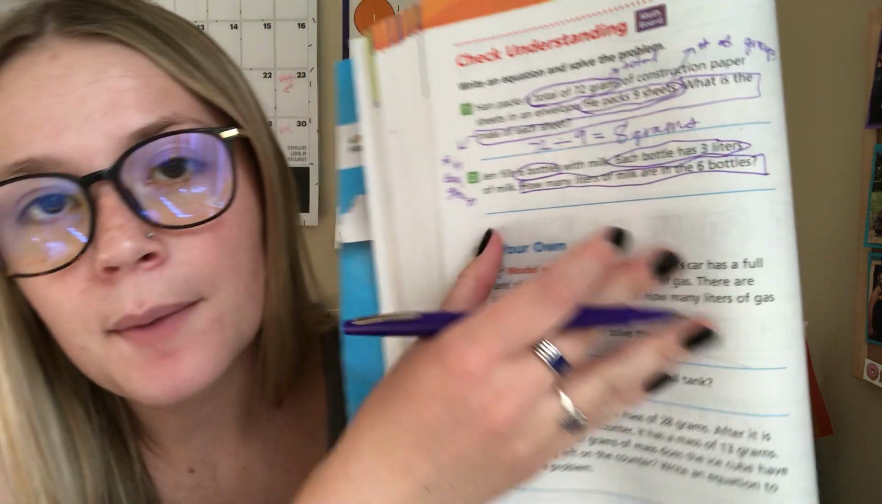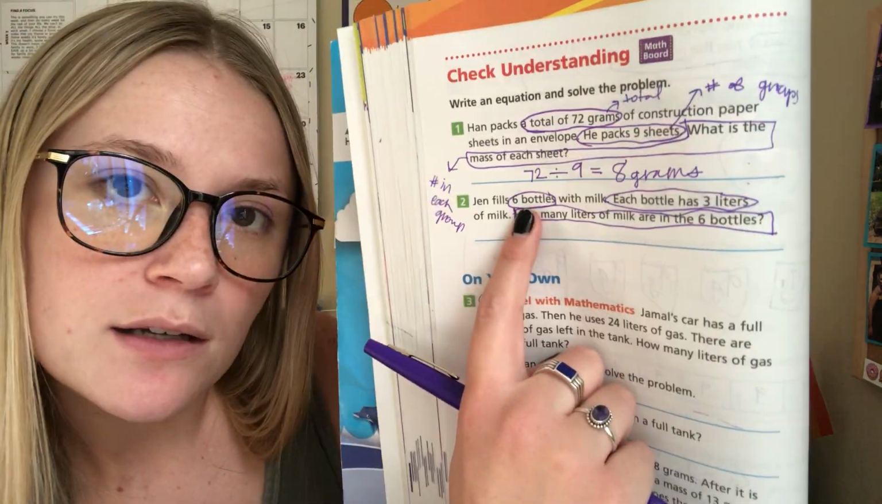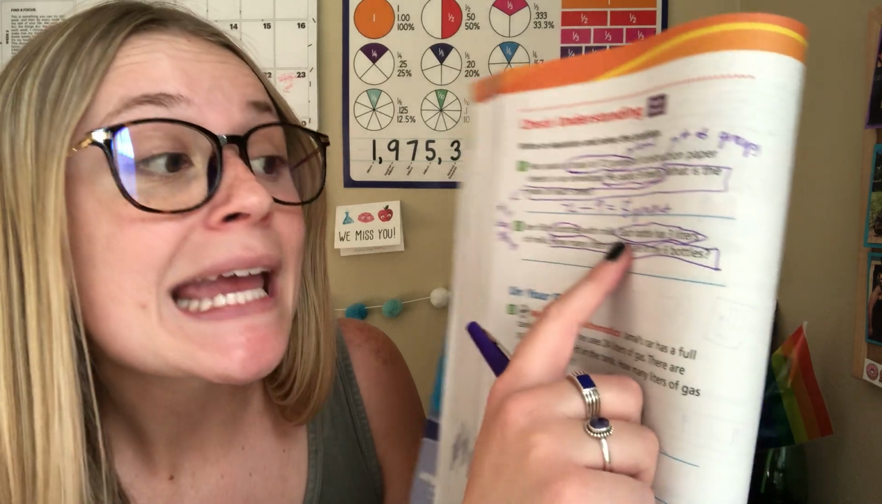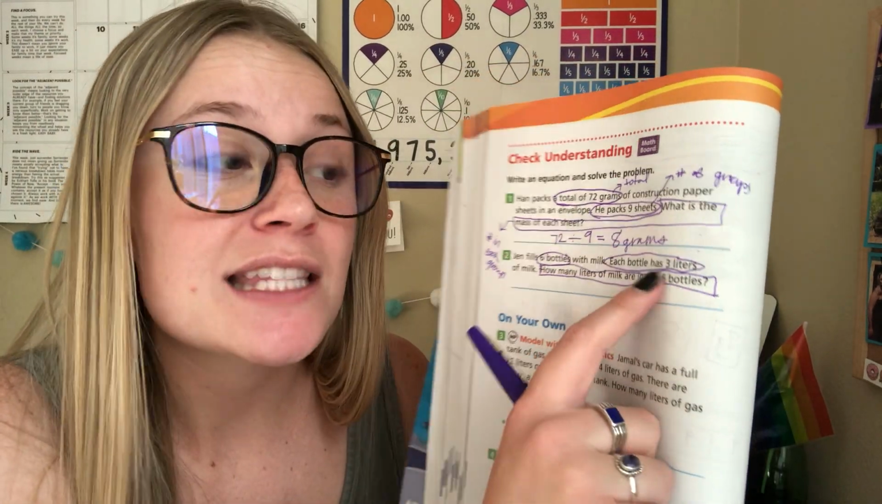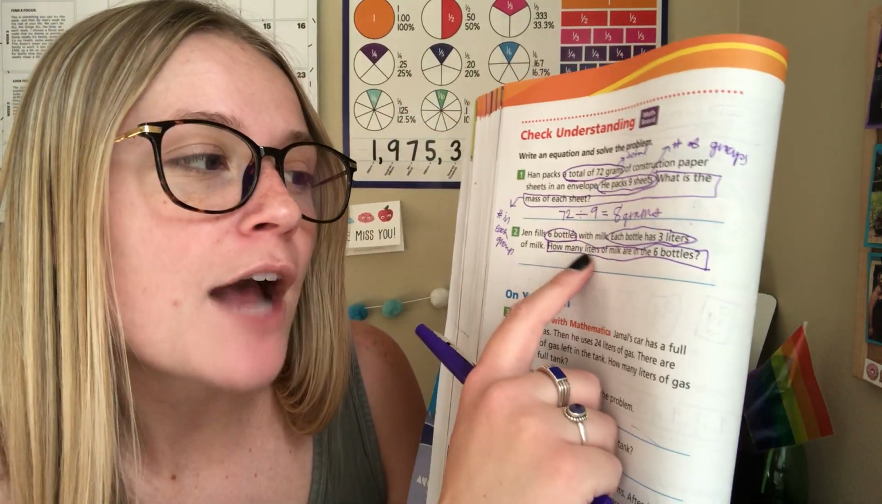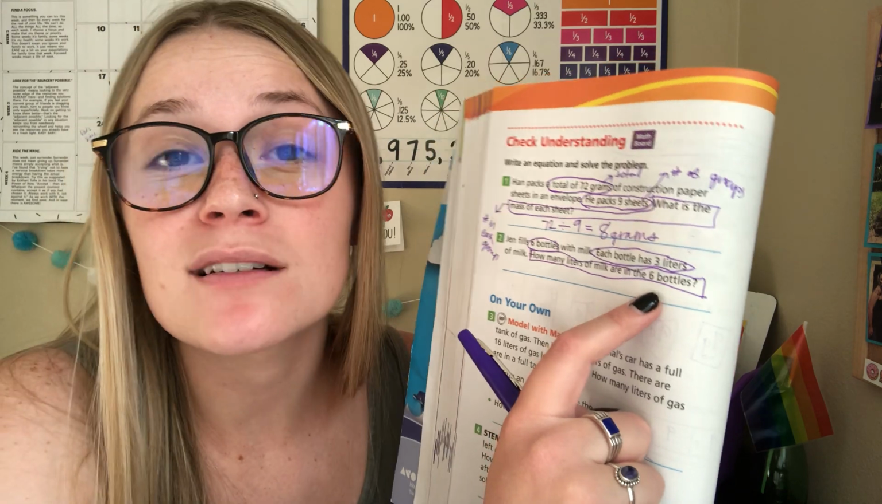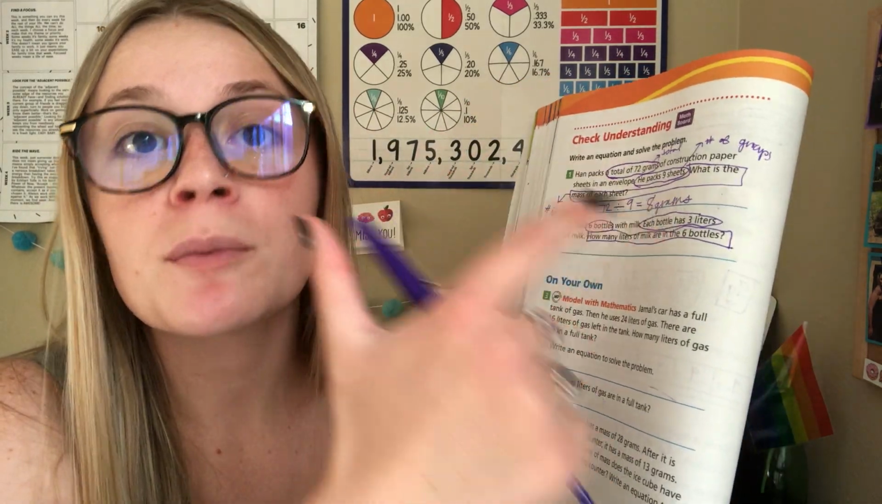Now again, I want to think about what does each piece of evidence represent. My 6 bottles, that's my number of groups. Each bottle has 3 liters. That one kind of gave it away again. That's my number in each group. And I'm trying to find how many liters of milk are in the 6 bottles all together. So I have my number of groups, number in each group, trying to find the total. What operation is that?